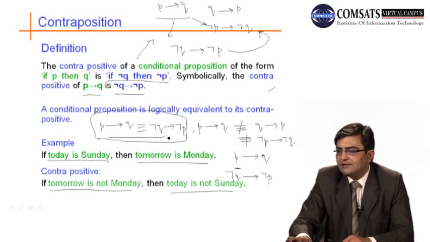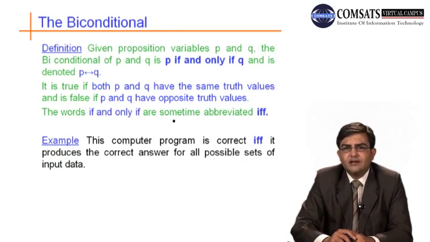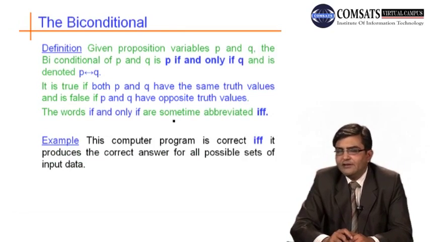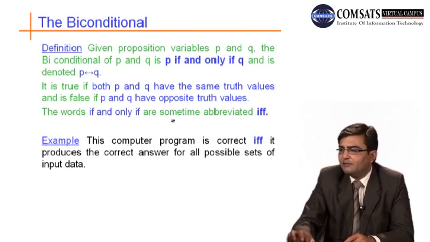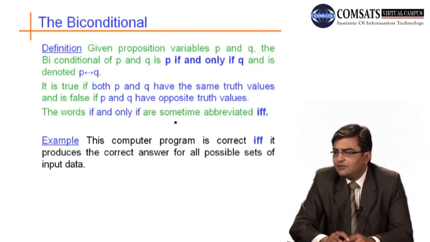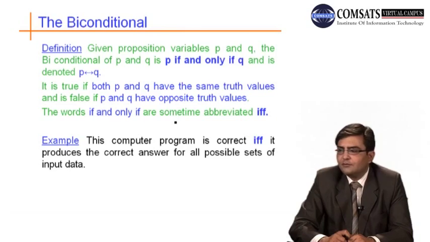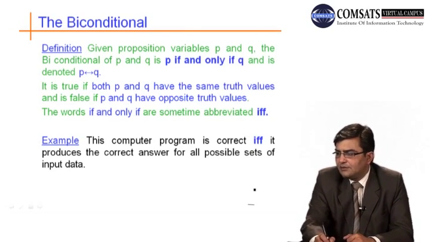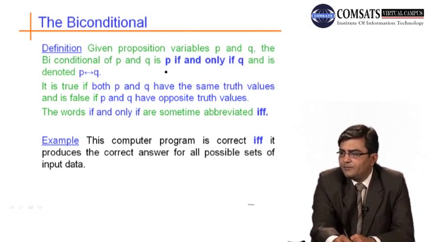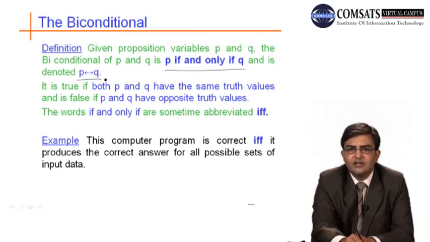The next is biconditional. The definition of biconditional is given by: if we have two propositions P and Q, then the biconditional of P and Q is denoted, as you can see here, by P if and only if Q, and in symbols or in logic it is written as P if and only if Q.